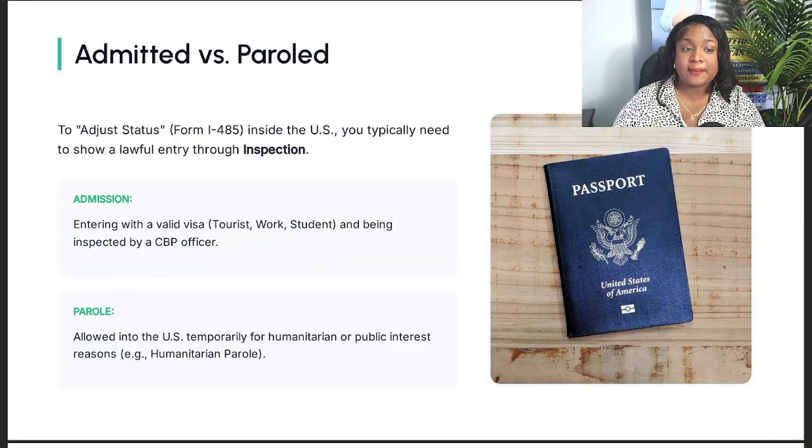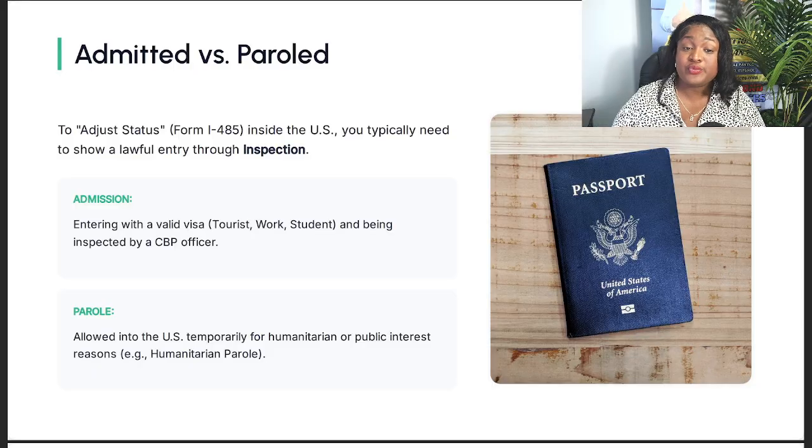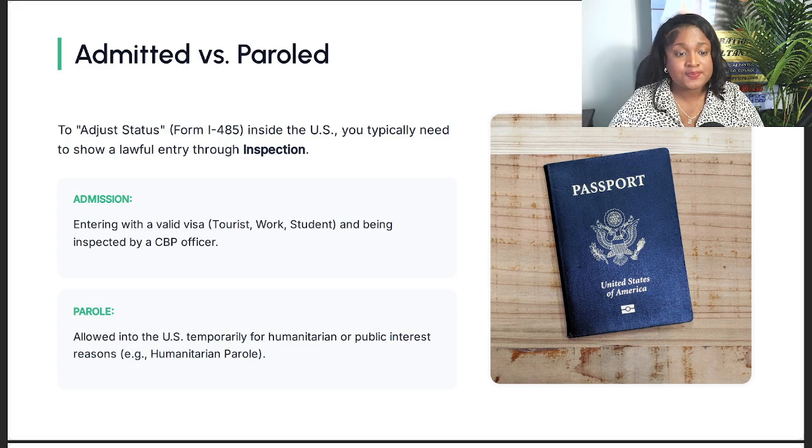So we're going to talk about admitted or paroled. We cannot talk about family-based immigration without talking about the qualification. Let's say you do file the I-130, you are in the United States, and your application is approved. Being admitted legally or being paroled is one of the best things that could happen to you. When you are submitting your adjustment of status, you need to have been admitted. You need to have an I-94. You need to have been inspected at the border.